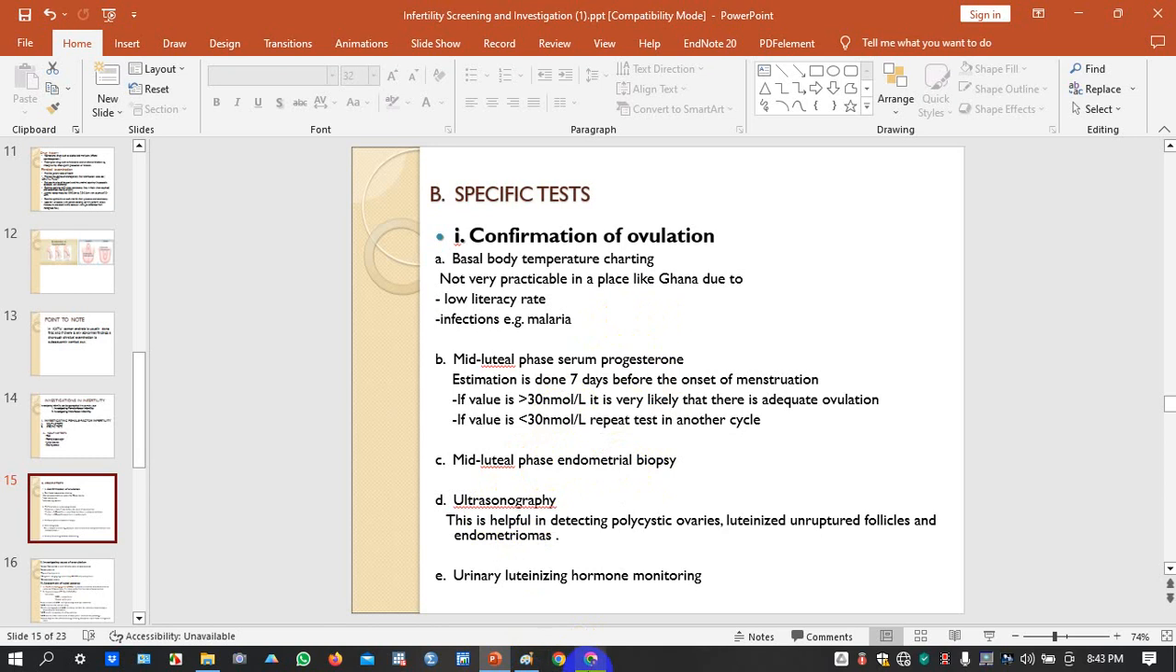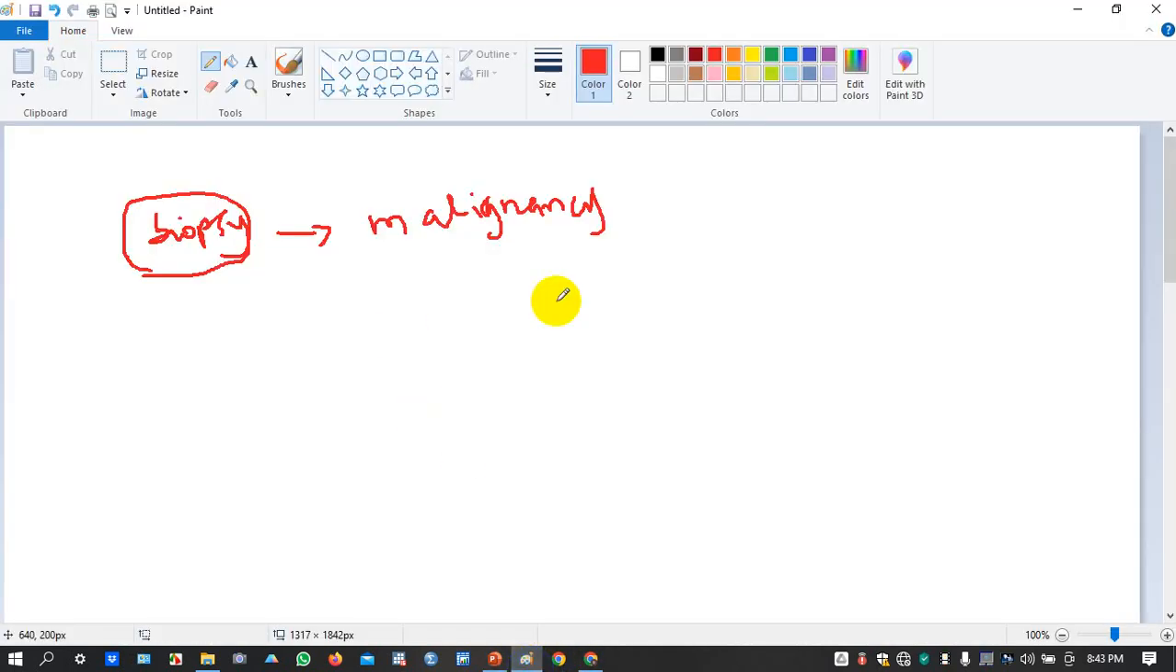So for this one, for the biopsy of the endometrium, we are able to elucidate whether there is endometrial cancer. And endometrial cancer will lead to a lot of profuse bleeding. And this one will lead to what?